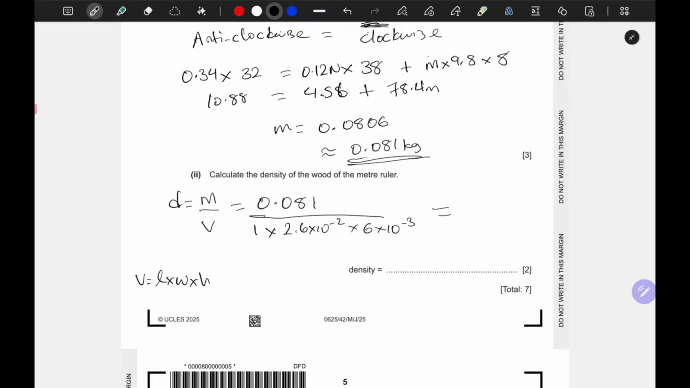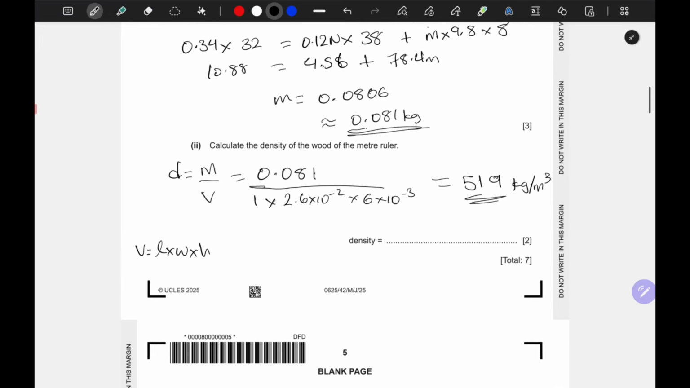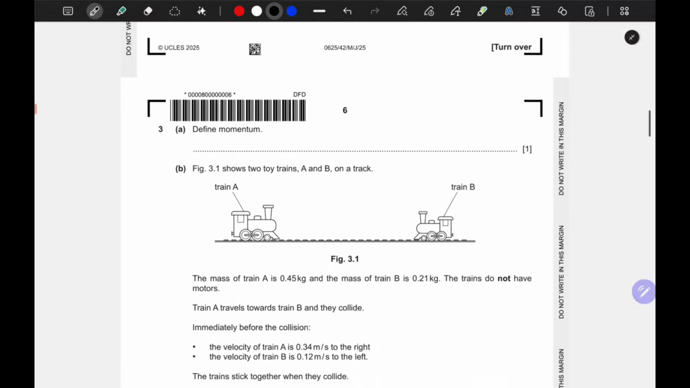If we put this in the calculator, we get density equals 519 kilograms per meter cubed. But if we want to do 2 significant figures, we can write it as 520 kilograms per meter cubed. That's going to be our density. Next question. Define momentum. Momentum is defined as mass times velocity.